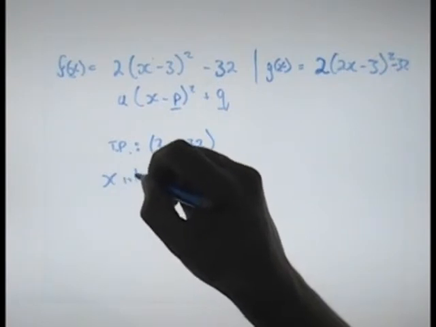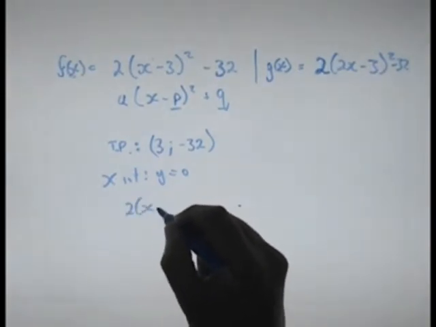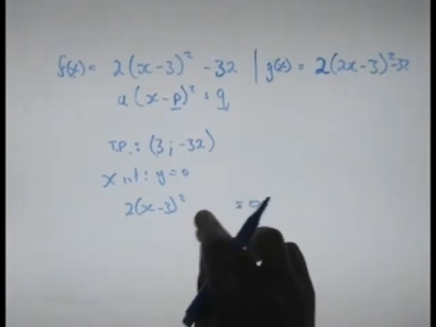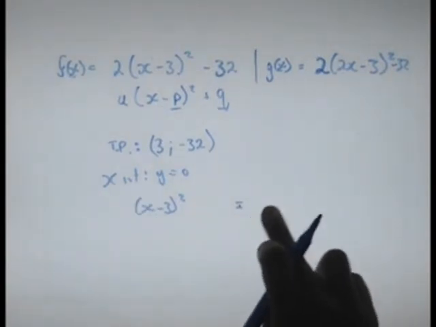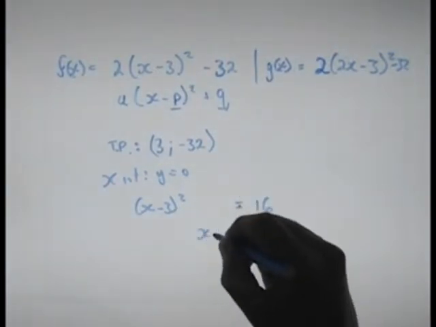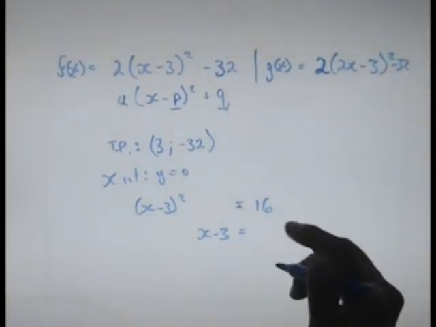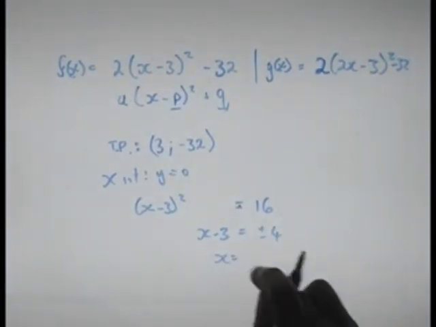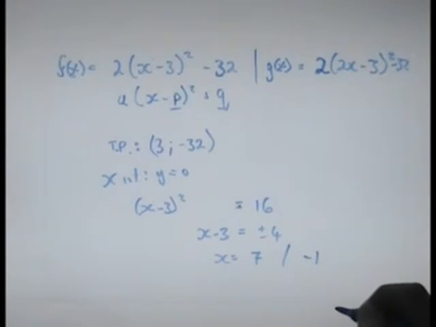My x-intercept happens when y is equal to 0. That means that 2 times x minus 3 all squared minus 32 is equal to 0. That means that 2 times x minus 3 all squared is equal to positive 32. That means that x minus 3 all squared is equal to 16. That means that x minus 3 is equal to positive or negative square root of 16, which is plus or minus 4. That means that x is equal to 3 plus 4, which is 7, or 3 minus 4, which is negative 1.